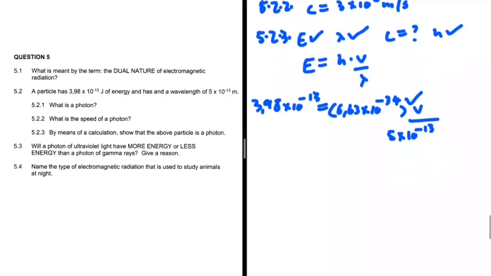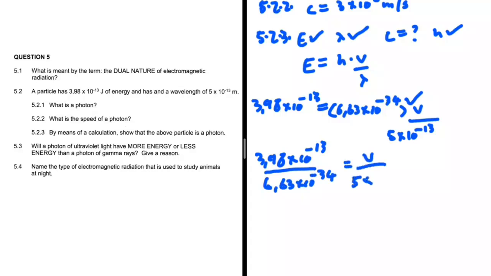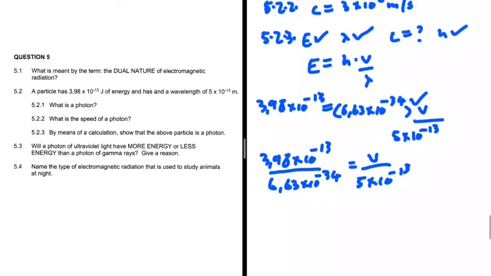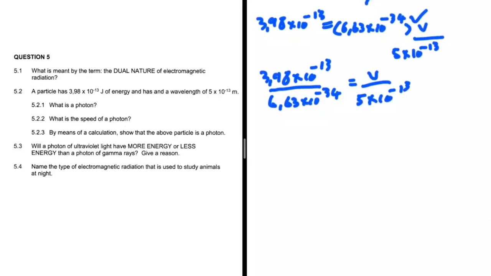So we're going to have 3.98 times 10 to the minus 13 divided by 6.63 times 10 to the minus 34, being equal to V divided by 5 times 10 to the minus 13. We divided both sides by Planck's constant. Obviously, on the right hand side, Planck's constant and what we are dividing it with will cancel out. So at this point, we can go ahead and cross multiply.